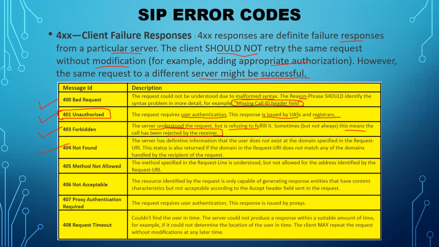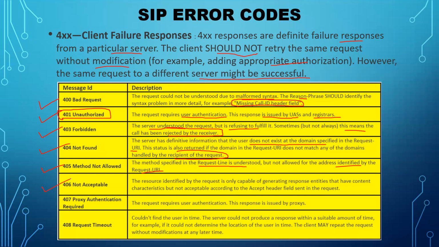Then we have 404 Not Found. What does that mean? The server has definitive information that the user doesn't exist at the domain specified in the request URI. This status is returned if the domain in the URI doesn't match any of the domains handled by the recipient of that request. If it is not matching anything, then obviously you will get a 404 Not Found error. Then we have 405 Method Not Allowed. The method specified in the request line is understood, but it is not allowed for the address defined by the request URI, right?